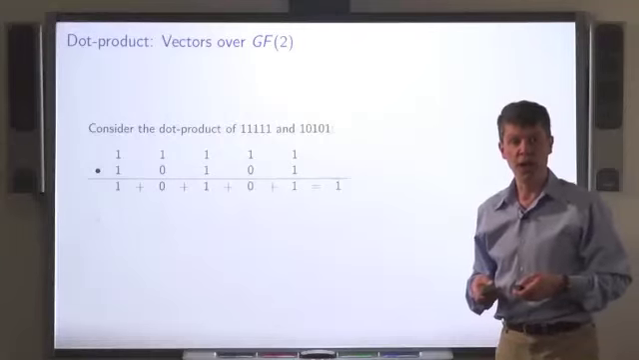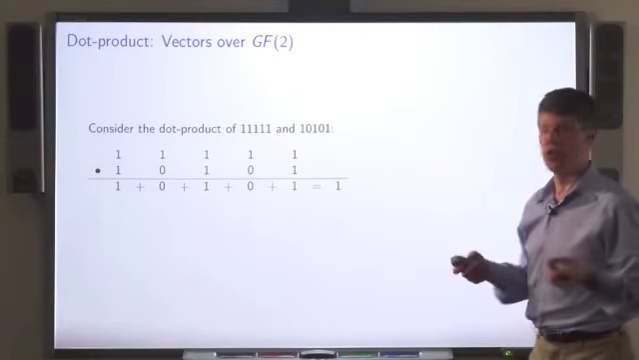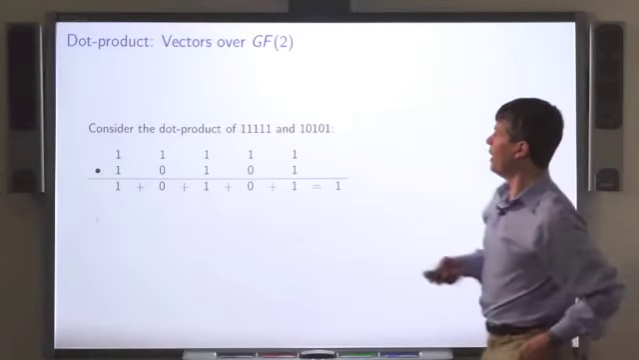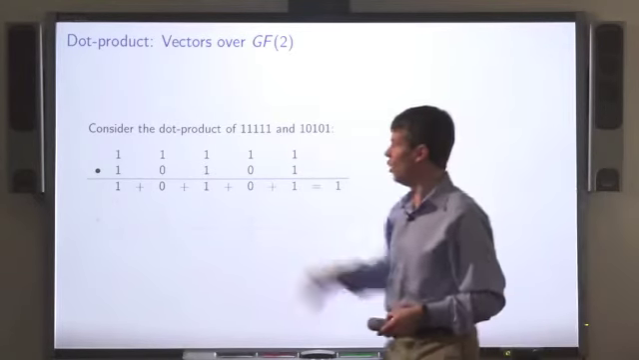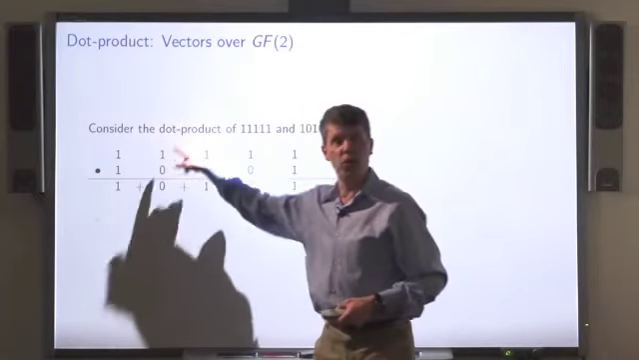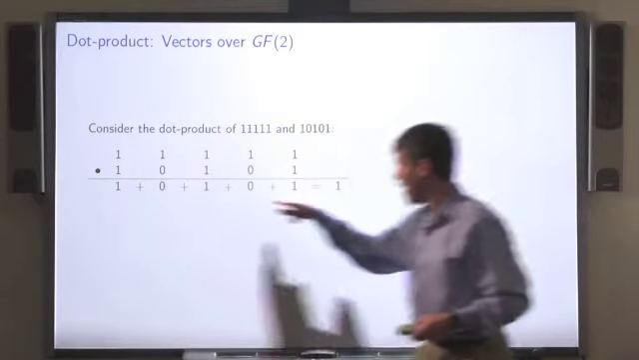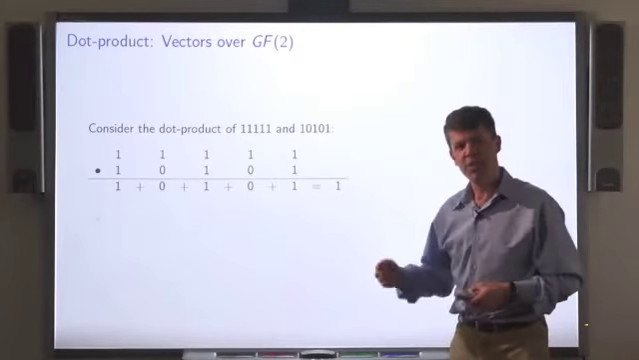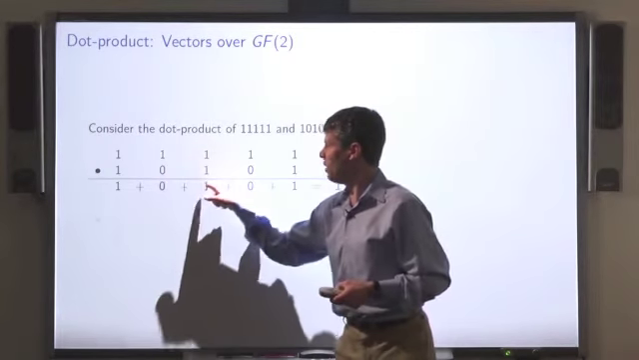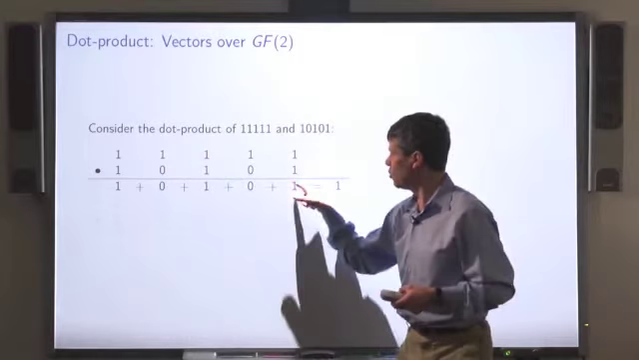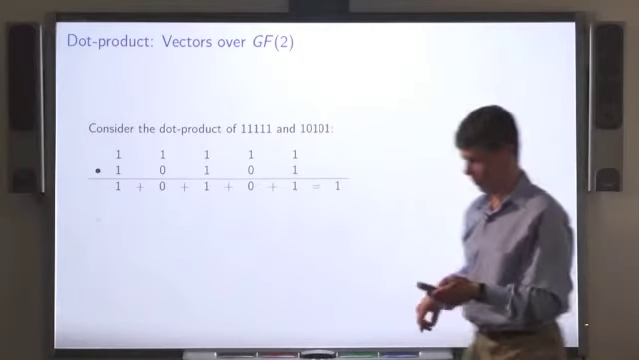Now we'll turn to dot product over GF2. So here's a couple of GF2 vectors, and we're taking the dot product in the usual way. We line them up, multiply corresponding entries, and then add the result. The difference is that we're adding using GF2. So 1 plus 0 plus 1 plus 0 plus 1 ends up being 1.